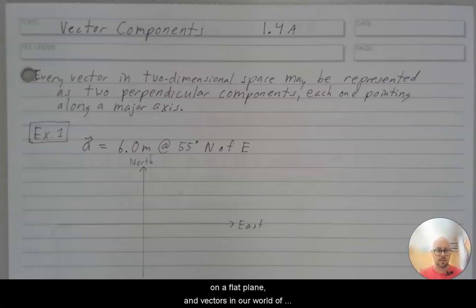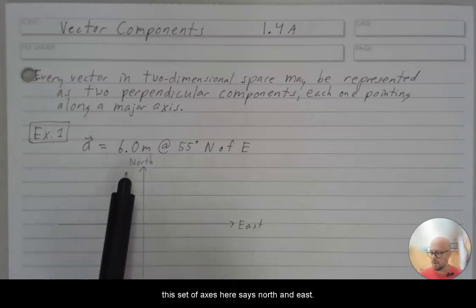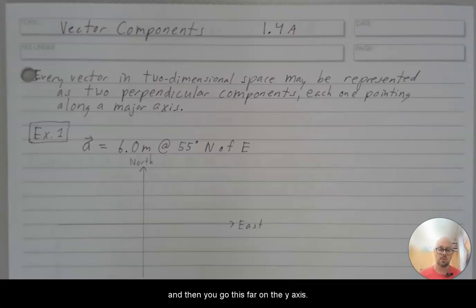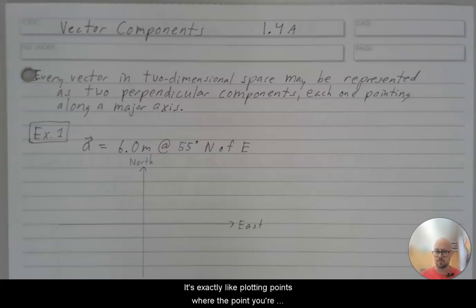And vectors in our world of 2-dimensional space, we consider them to each be made up of 2 components. They are perpendicular. Each component points along one of the major axes as if you're graphing something. This set of axes here says north and east, but basically we're taking every vector and thinking about it as if it's a set of instructions. First, you go this far in this direction on the x-axis, and then you go this far on the y-axis. It's exactly like plotting points, where the point you're plotting is the end of the vector.